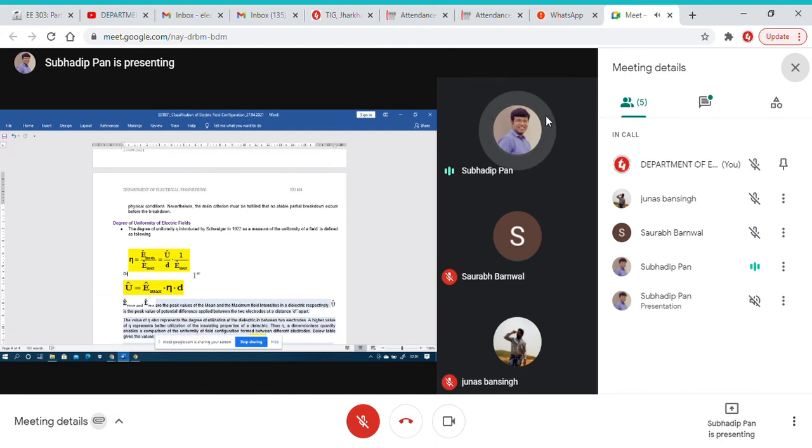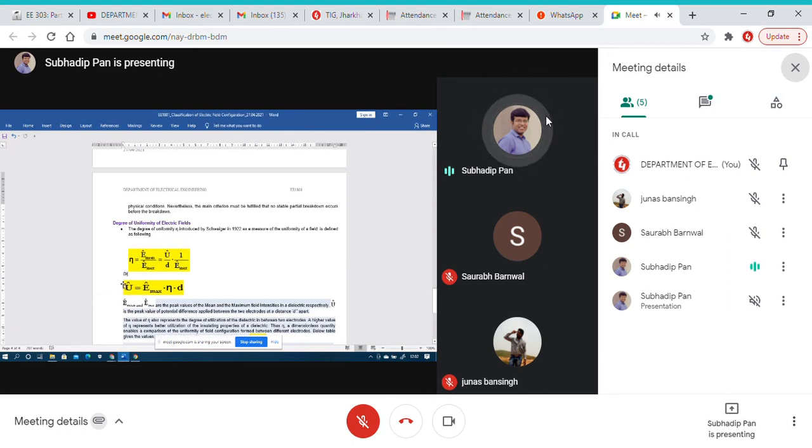If some numericals come from this particular portion, this formula will be needed for your calculation in the numericals, right? The degree of uniformity is defined by E mean divided by E max. That will also be written as U divided by the distance between the two electrodes, into 1 divided by E max.